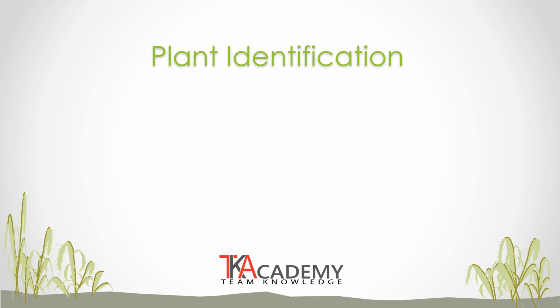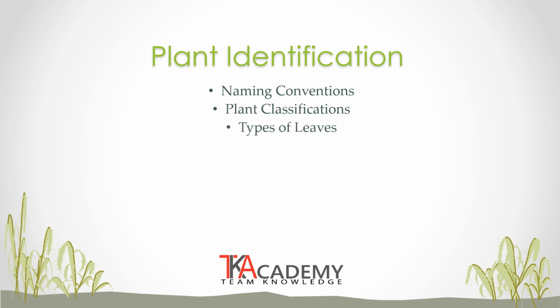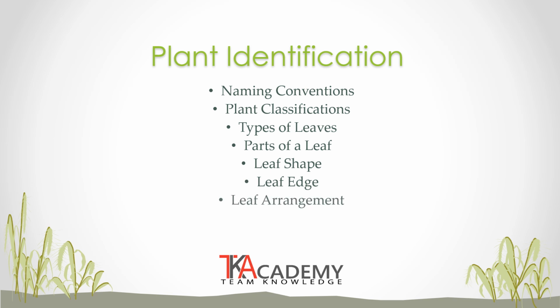So we are going to learn about the process and methods of identifying different types of plant species. We'll discuss naming conventions and plant classifications. We'll learn about the different types of leaves, the parts of a leaf, the leaf shape edge, and leaf arrangement. Finally, we'll discuss trunks, branches, stems, and bark. By learning these different characteristics of a plant, we will learn to be able to identify the different types of plant species commonly used in landscape design.